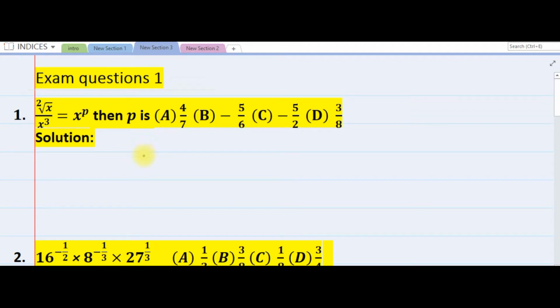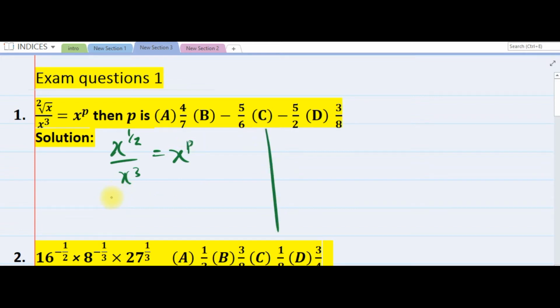Okay, we're on the exam questions. So the first one, we are given this and we're asked to find P. Whenever you are given an exponential equation, what you have to do is compare the sides with the base and the power. So I'm saying here that the square root of x, which is x raised to power half, over x raised to power 3, must be equal to x raised to power p.